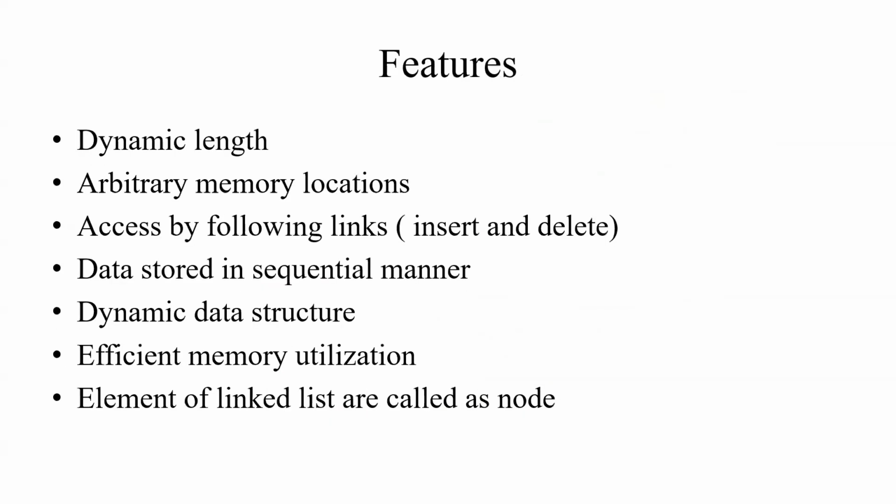So in summary, linked lists are dynamic in length. We can change the length of the linked list at runtime. Then arbitrary memory locations, which means memory allocation will be done randomly in the linked list. Access: how can we access any element? If you want to access any element in the linked list, you can simply use these links. With the help of these links only, we can access the elements and we can insert and delete using these links.